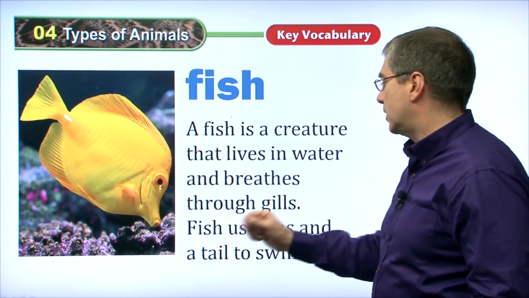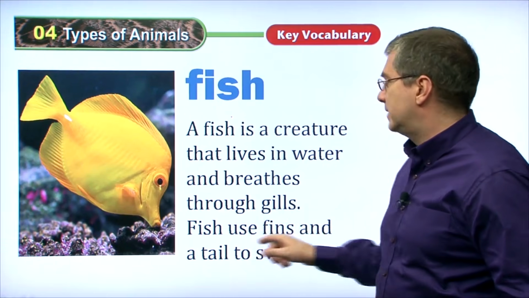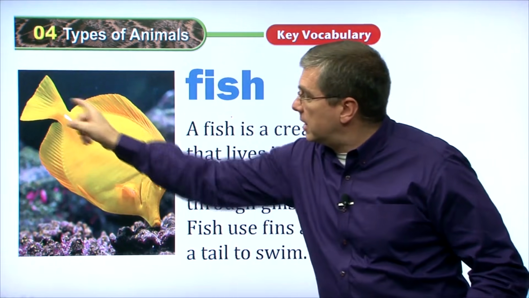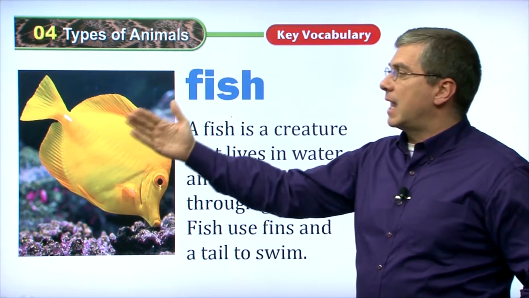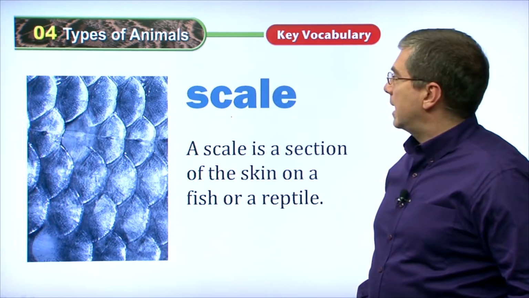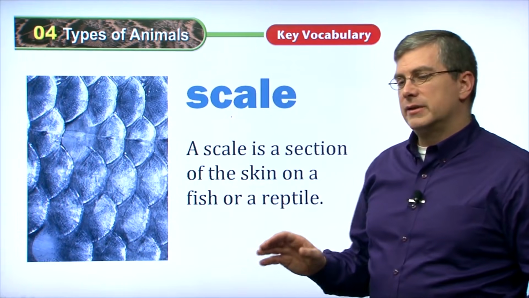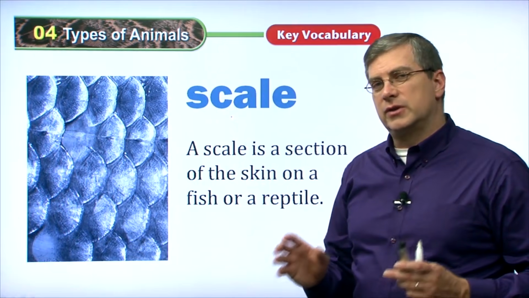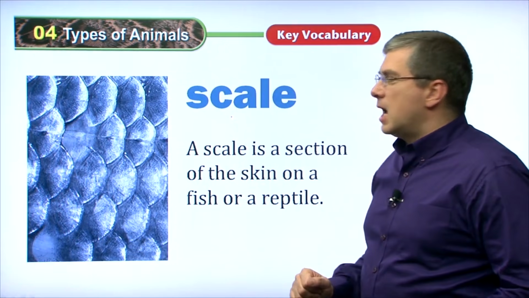Okay? So fish use fins and a tail to swim. So the tail here and the fins, they use that to swim through the water. Okay? So next, let's take a look at a unique part of certain fish and also reptiles on their skin.